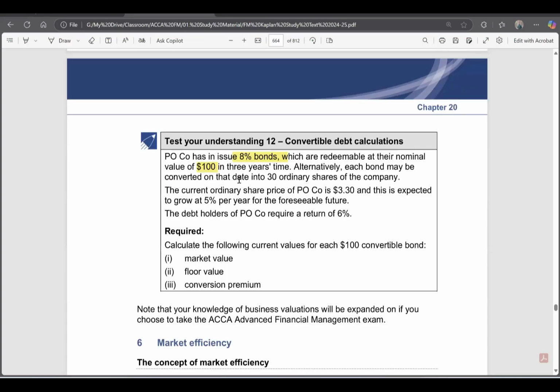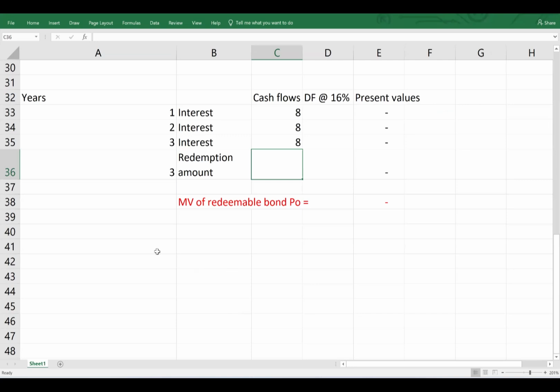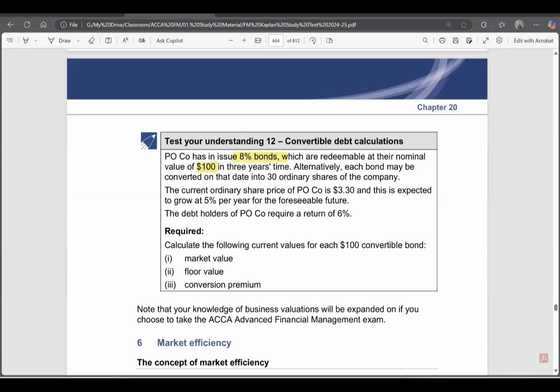the bond may be converted into 30 shares or it will be redeemed at par value. So we have two options. One, it could be redeemed at par. This is how much? 100. And number two, the conversion value. Which one is higher? We will take it.